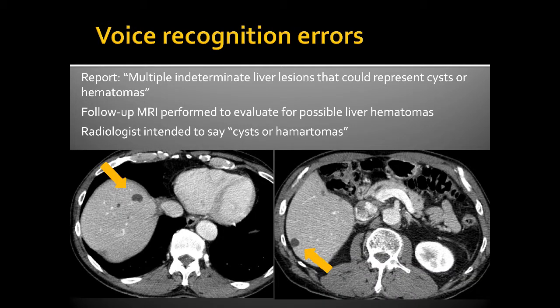Here's an example of a voice recognition error. The report says multiple indeterminate liver lesions that could represent cysts or hematomas. A follow-up MRI was performed to evaluate for possible liver hematomas. What the radiologist intended to say was cysts or hamartomas, and an unnecessary MRI was performed. Voice recognition errors are prevalent.